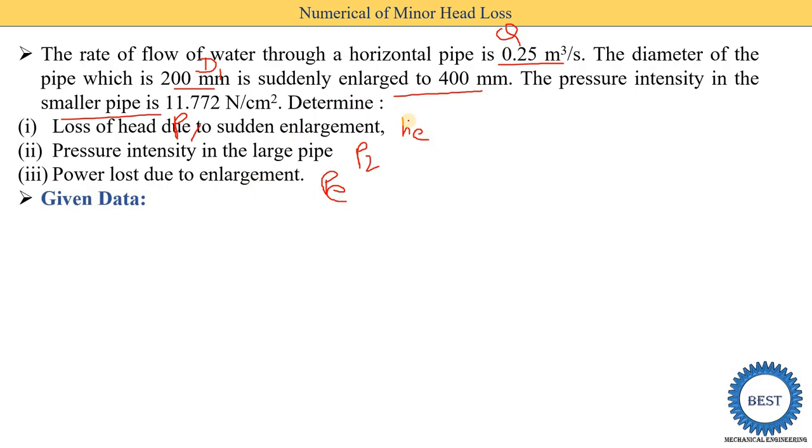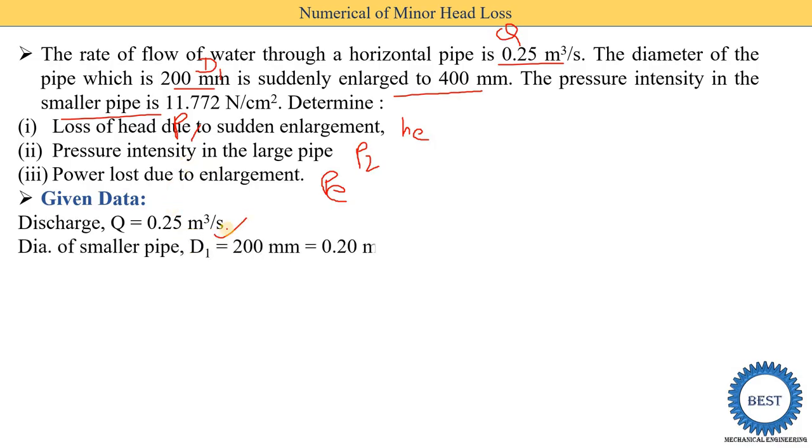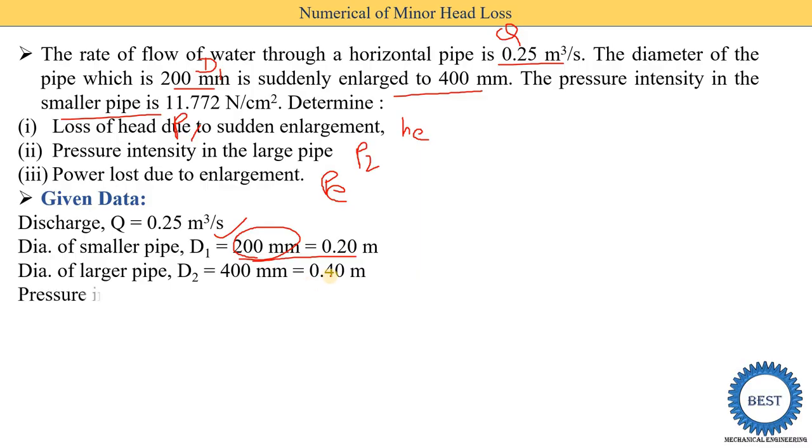Now we write down the given data. First, Q is given, it is 0.25 meter cube per second. Second, D1 is given, 200 mm. So we need to convert it into meters, means divide by 1000. 200 divided by 1000, we get the answer in meters, 0.20 meter. Second, the diameter of the larger pipe D2 is given, it is 400 mm. So 400 divided by 1000 is equal to 0.40 meters.